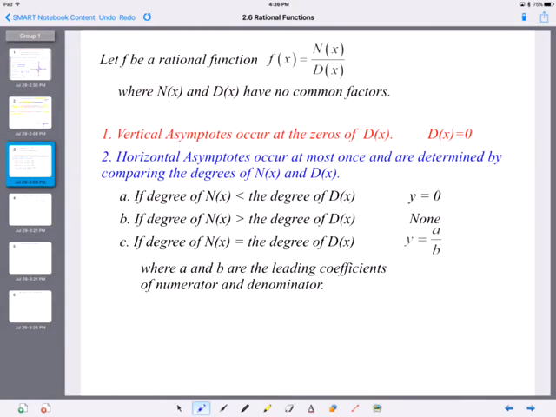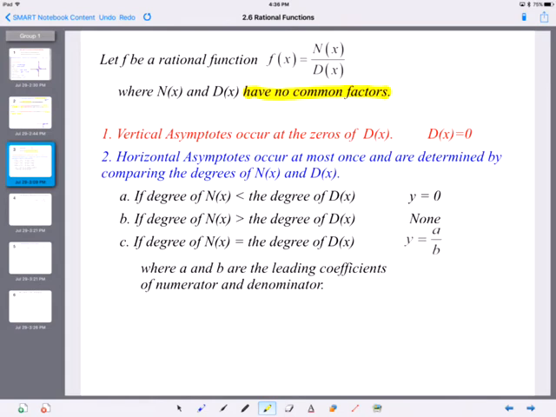All right, so first we have our rational function here, f of x equals n of x over d of x. Remember, n of x and d of x have no common factor. This is something we're going to have to talk about, because what happens when it does have a common factor? That's something we're going to discuss later on. So we have to make sure there's no common factor, so we'll cancel any common factors out that we have.